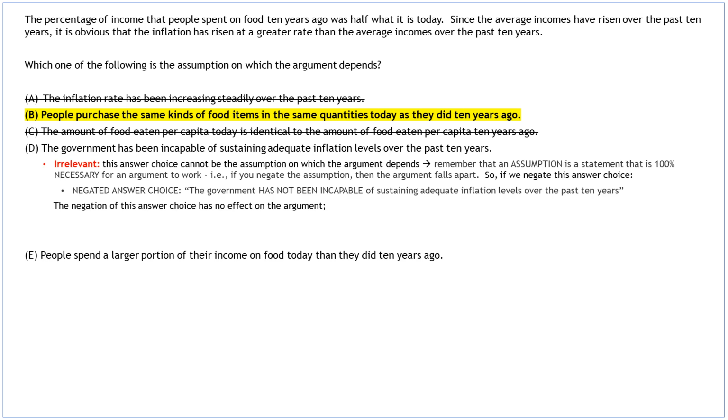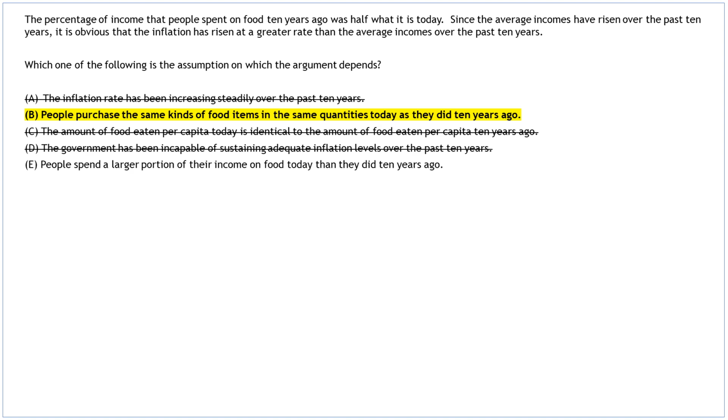This answer choice cannot be the assumption on which the argument depends. If we negate this answer choice, the government has not been incapable of sustaining adequate inflation levels over the past 10 years. The negation of this answer choice has no effect on the argument. Eliminate this answer choice, and move to answer choice E.